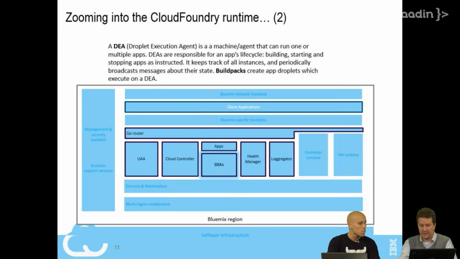Just to mention that. And then we go on into the droplet execution agent, sitting in the middle. That is the machine that takes care of the app lifecycle: building the app, starting the app, keeping track of all the instances. We have the build pack that creates app droplets, and they execute on the agent. So on top of that we have the actual apps running.